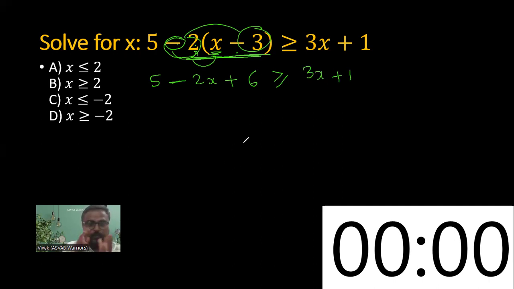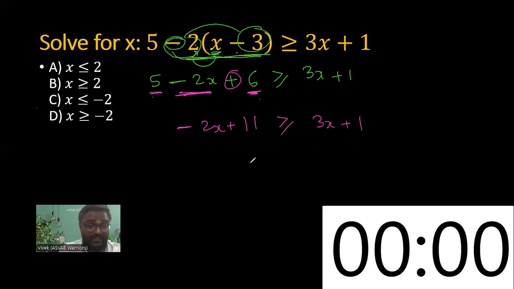Now, you need to combine the like terms. Like terms means the same variables with the same power. Now here, there is 5 and 6. These are just numbers. Always consider the sign on the left. So 5 plus 6 is 11. And as I told you, keep the sign on the left as it is. So negative 2x plus 11 is greater than or equal to 3x plus 1 as it is.